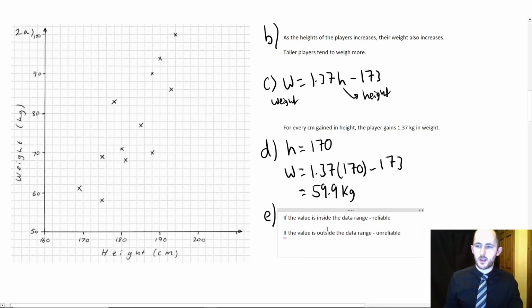Okay? So, we subbed in 170 centimetres. Is 170 centimetres in this data range? It is, right? 170 is right here. So, because it's inside this data, right, we have data from around 170.